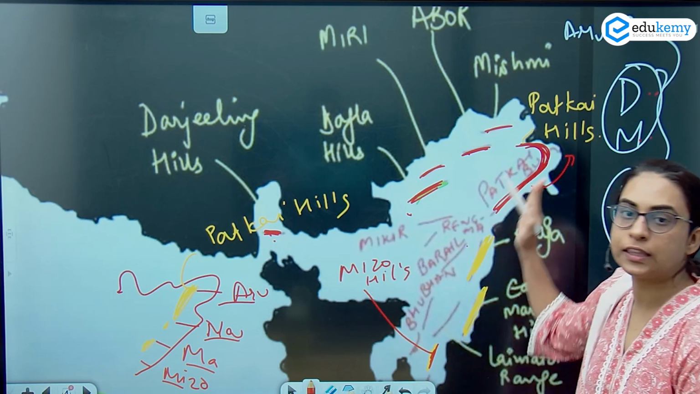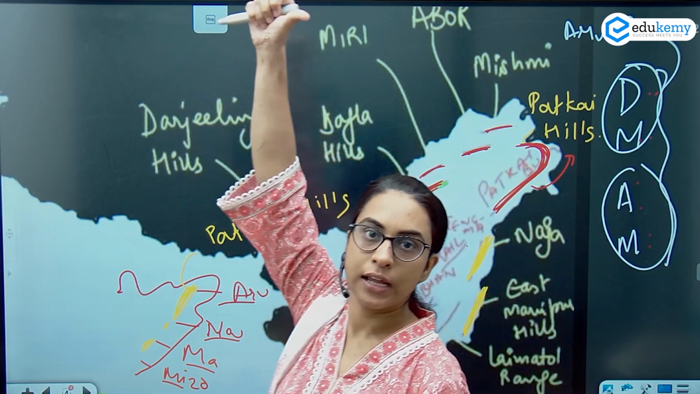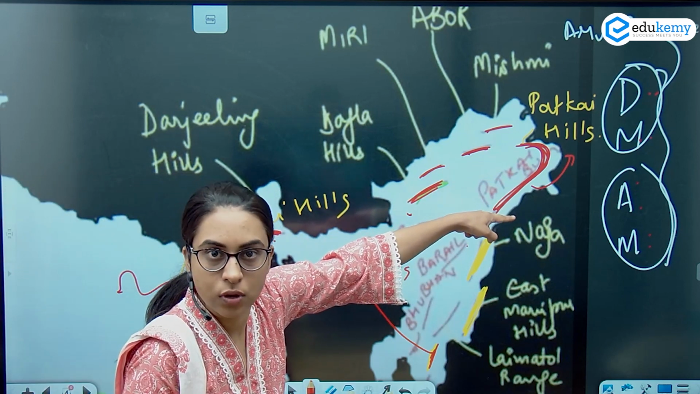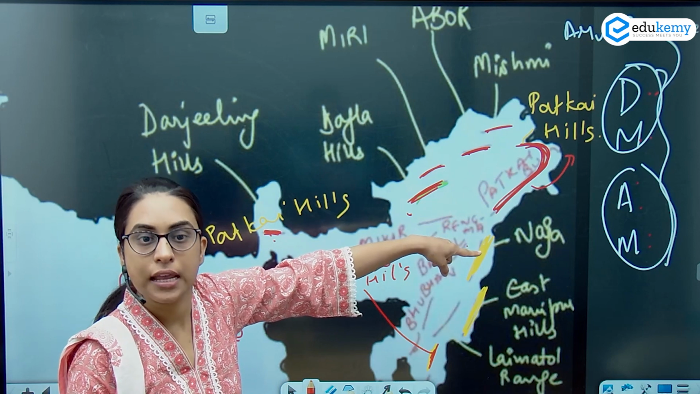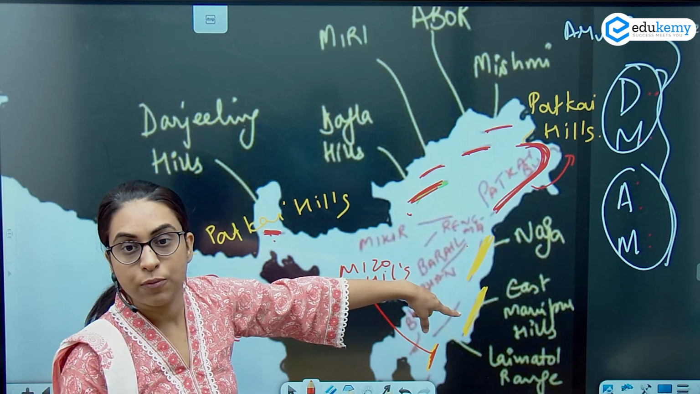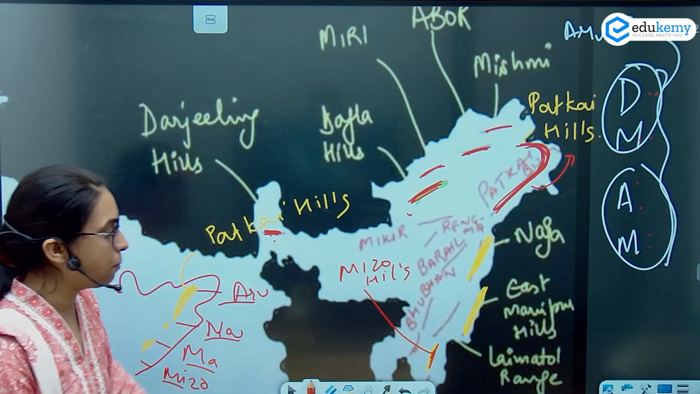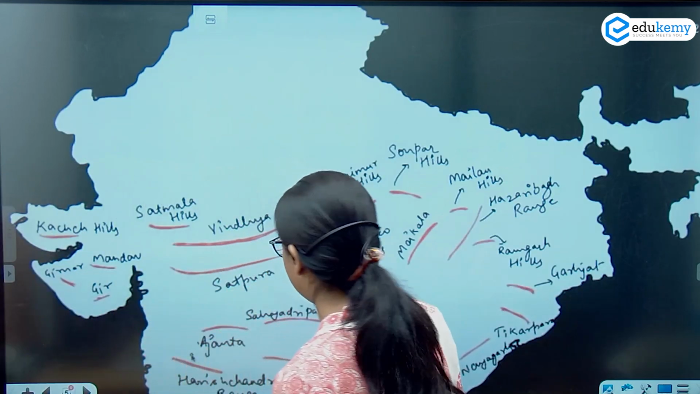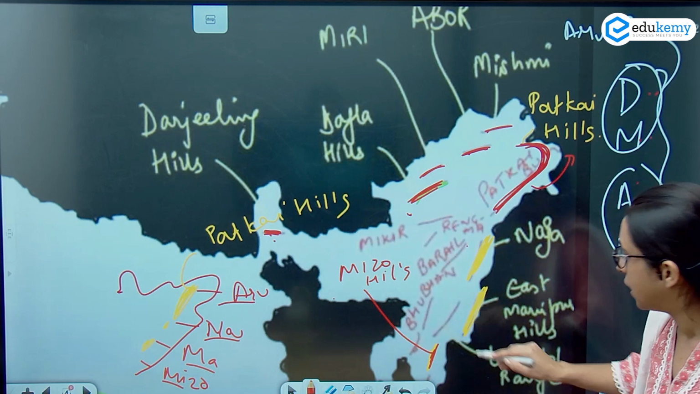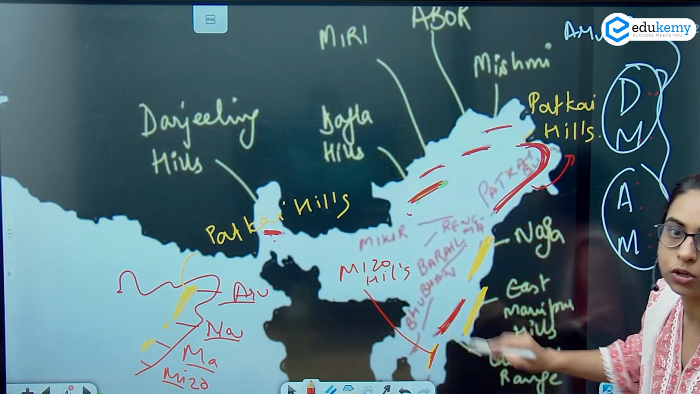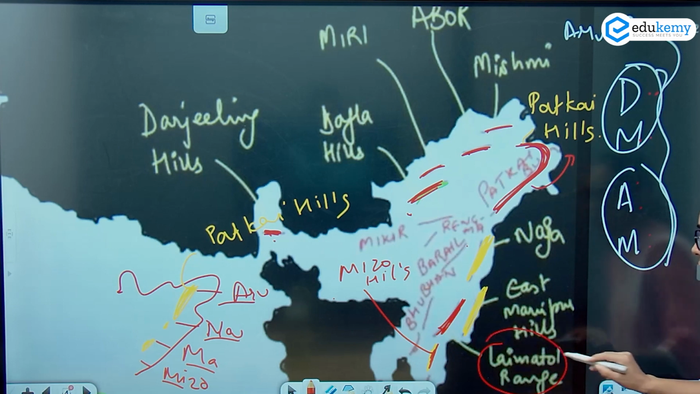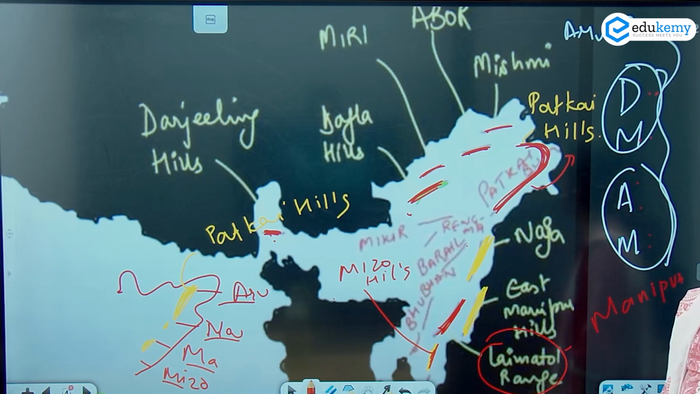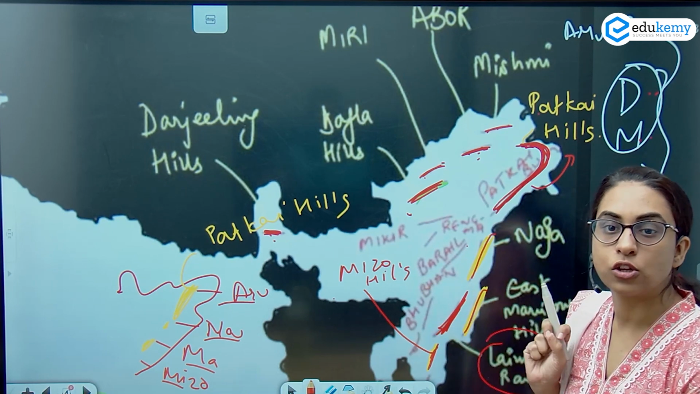So if I say the map of the northeast: Patkai Hills in Arunachal and Nagaland, Naga Hills in Nagaland, Manipuri Hills in Manipur, and Mizo Hills in Mizoram. Another important range is the Lalmatol Range, which is also in Manipur. There are 2-3 important ranges in the northeast that you should know.